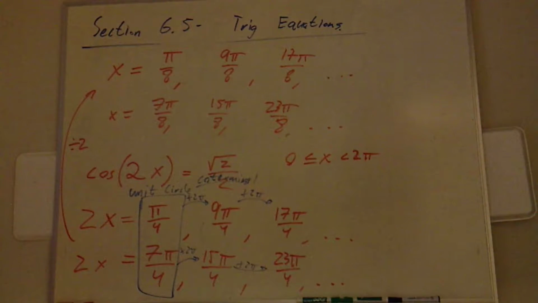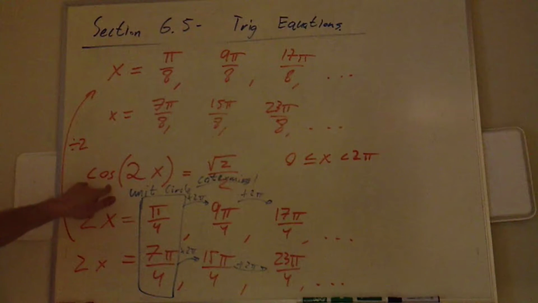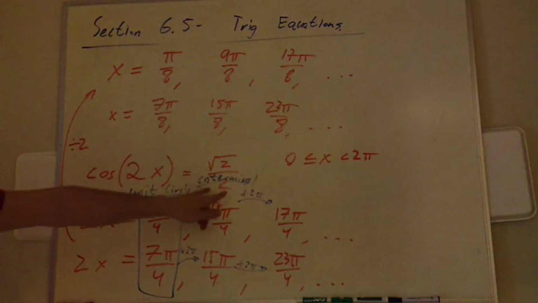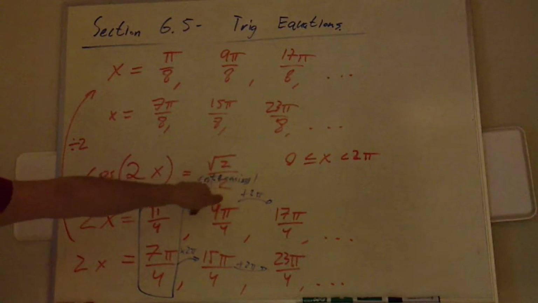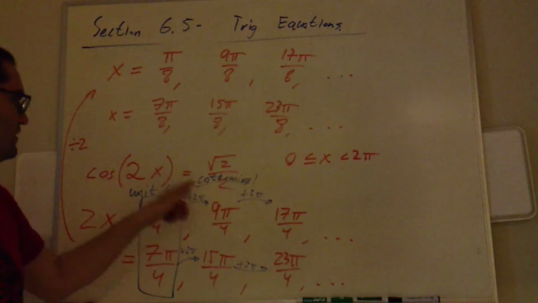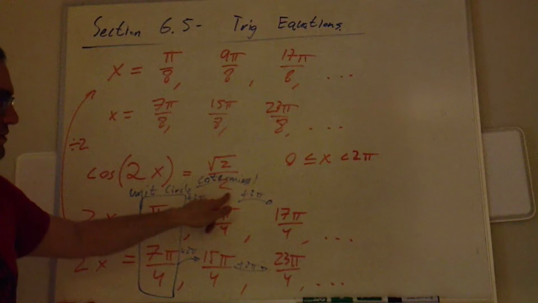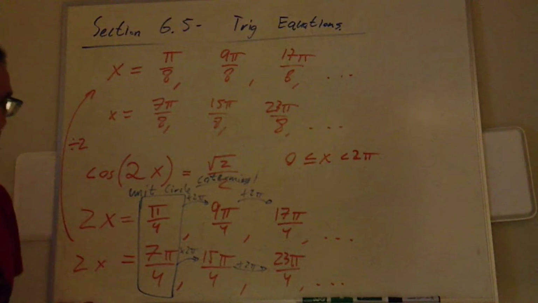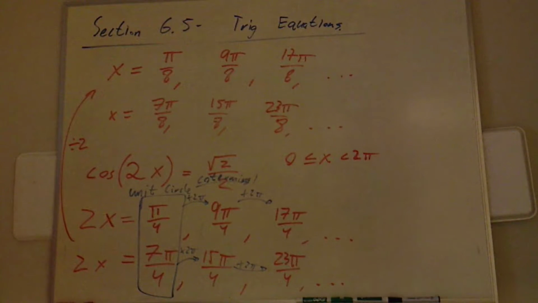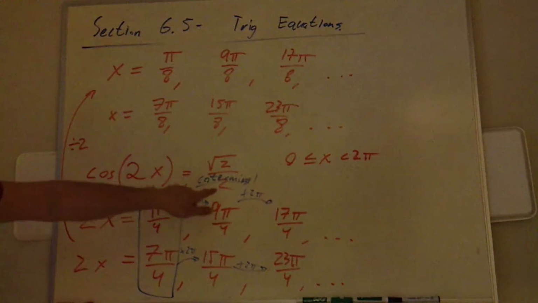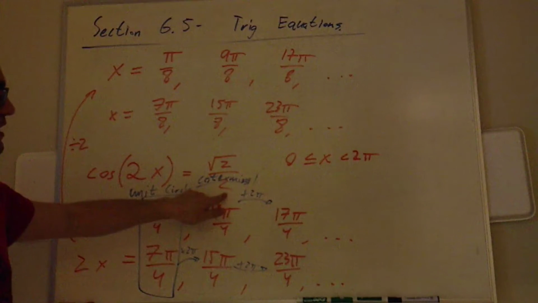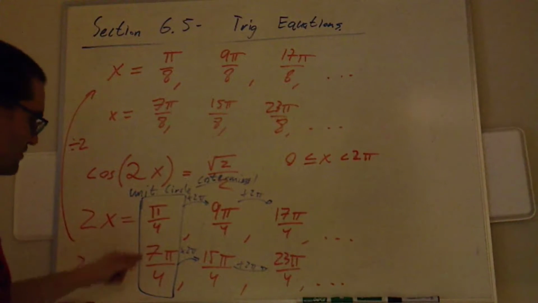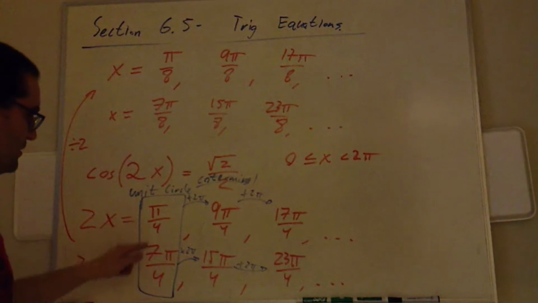So this is the basic strategy here. When you have a cosine of something equals a number, start with this number. If it's a cosine value, that means you're looking for x values on the unit circle. Blah, x values on the y-axis. That doesn't even mean anything. You're looking for x values on the unit circle, and there should be two angles that give you that.